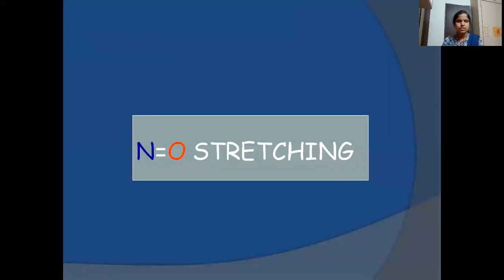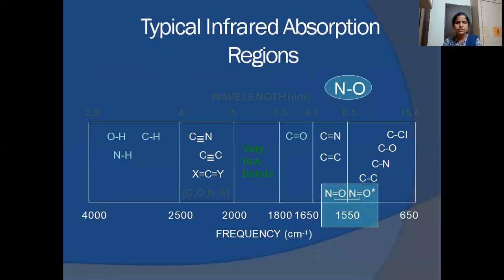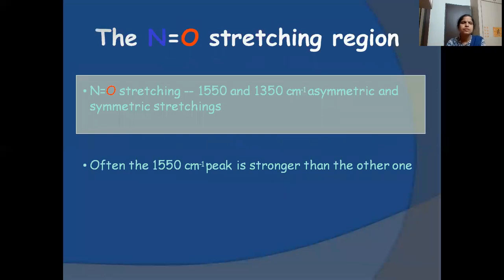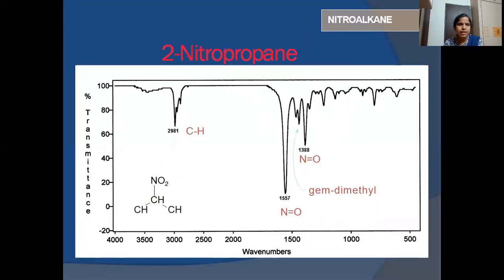Then NO stretchings. Now NO stretching vibrations are observed at 1550. So this NO stretchings at 1550 and 1350 centimeter inverse, because of asymmetric and symmetric vibrations. And the 1550 centimeter inverse peak is stronger than all the other bands.